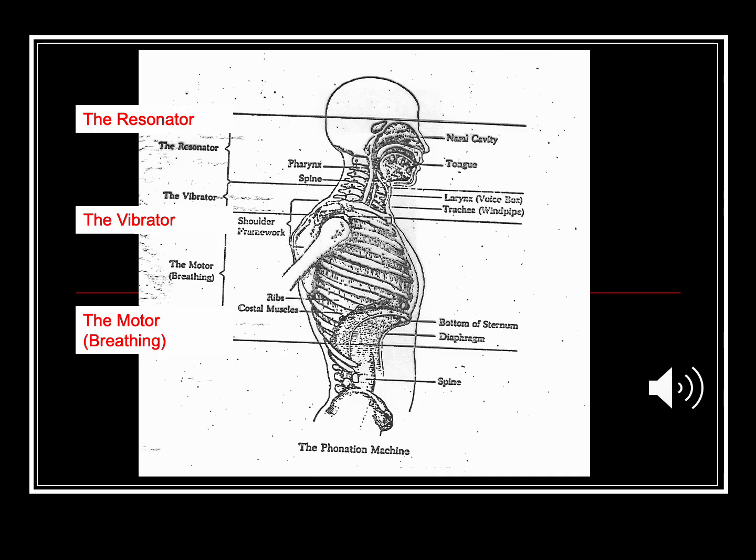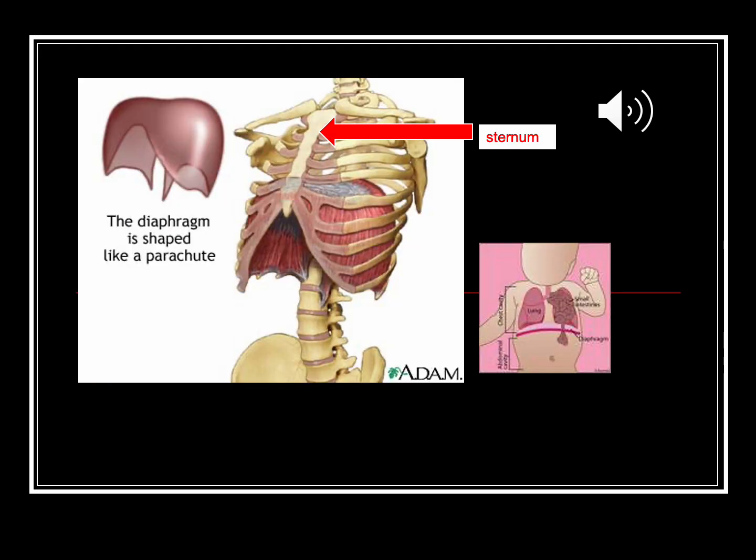You can see that the diaphragm is dome shaped. If you cupped your hand and turned it over, that's what the diaphragm looks like. So to recap, you have the resonator, the vibrator, and the motor. This is a great picture for you to understand what the diaphragm looks like.